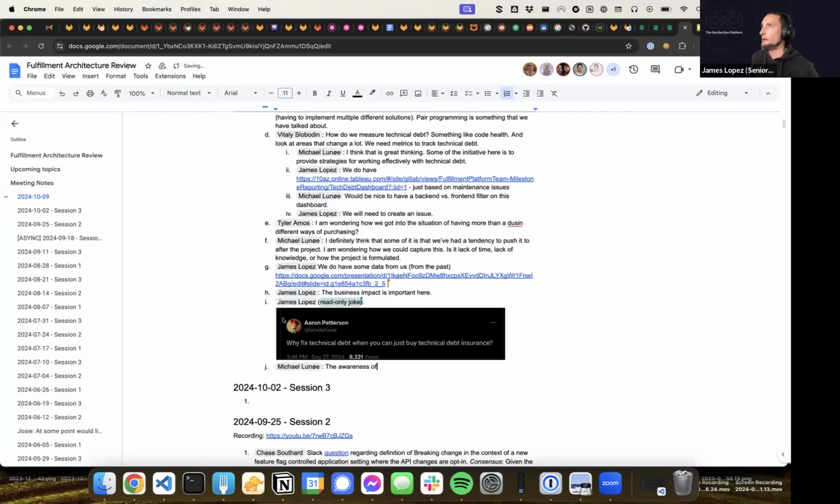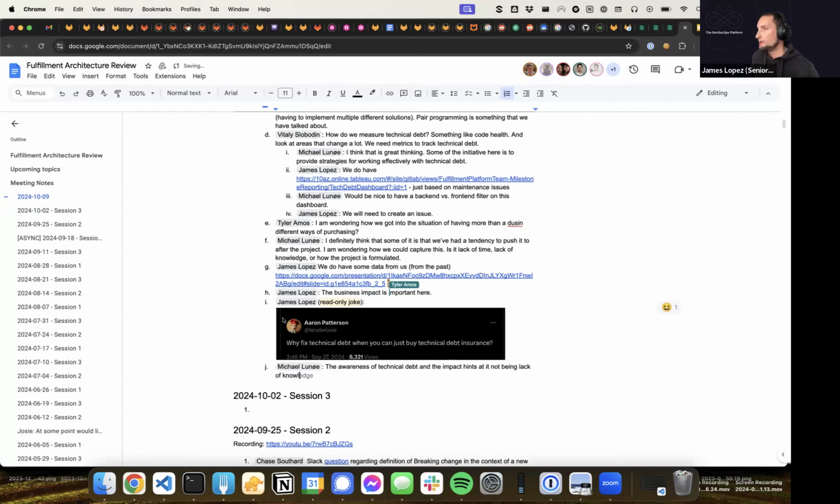We need to make sure that the business knows the value of this technical debt. Why I'm saying this is that we can say we have 2,000 technical debt issues right now. That's a lot. We need to tackle them, but that's not good enough for us to prioritize those 2,000 technical debt issues. We need to come up with a plan, right?